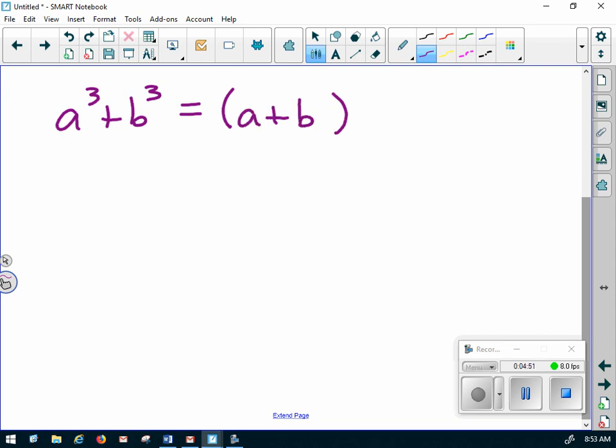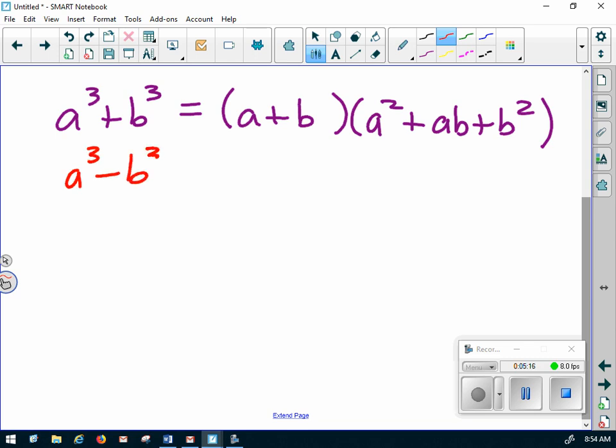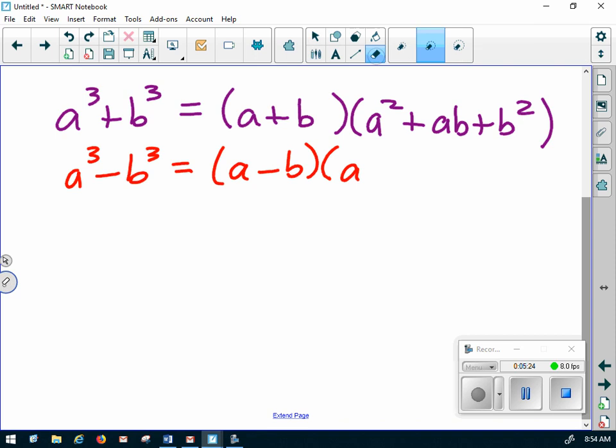So how do you factor a cubed plus b cubed? It's a plus b times a squared plus ab plus b squared. I will explain to you how to use it in a minute. You just get it written down. Miss Dennett, do I have to memorize this formula? Yep. A cubed minus b cubed is a minus b times, oh snap, I wrote something down wrong. That's a minus right there. That's a minus.